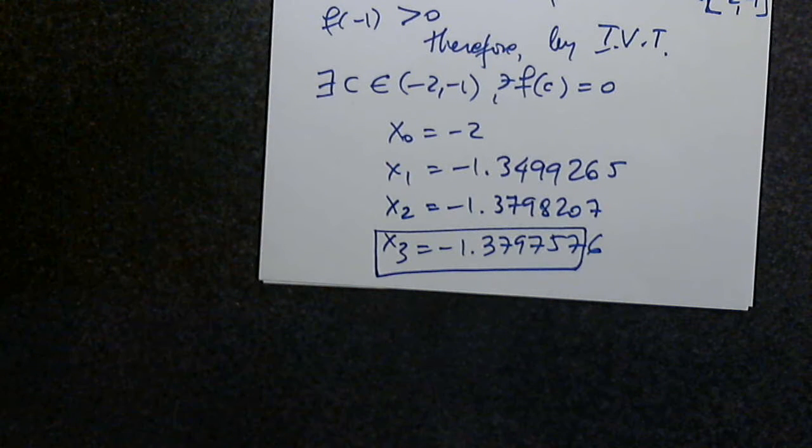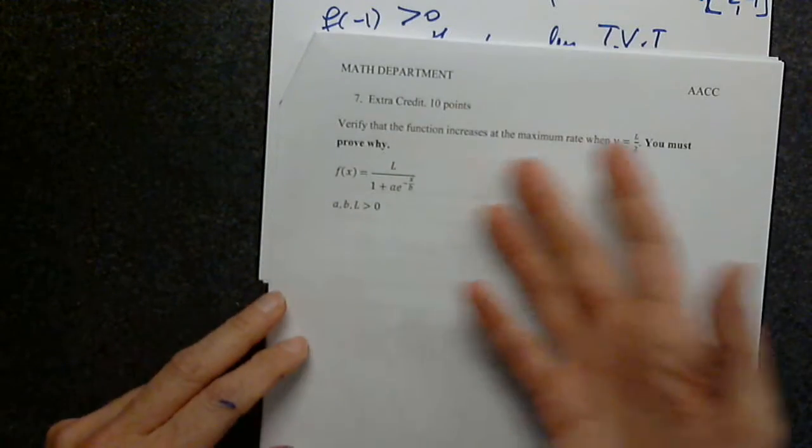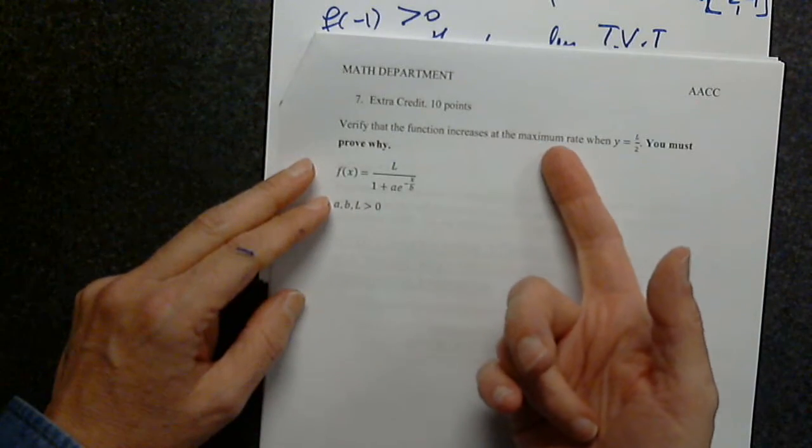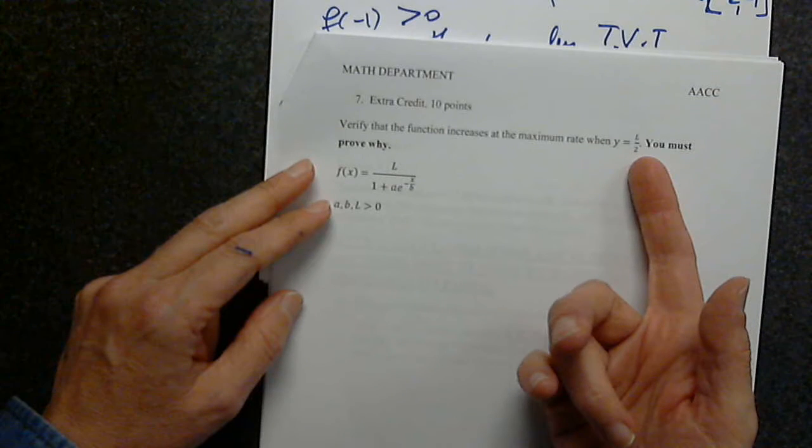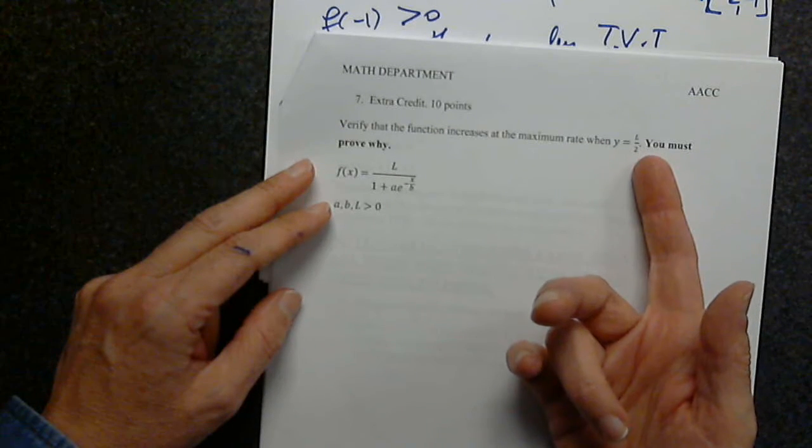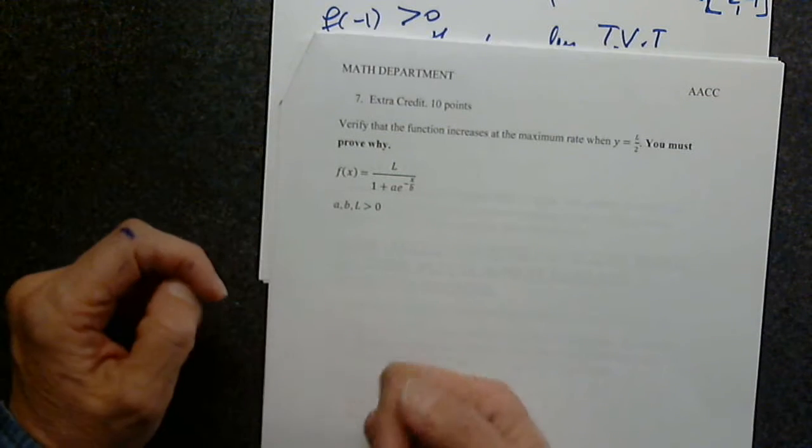Does it make sense? But we couldn't do this in pre-calc or algebra because we did not have all the information. We didn't know what derivatives were, but now we have this awesome tool. So here's an extra credit. Verify that the function increases at the maximum rate when y equals L over 2, and you must prove why.